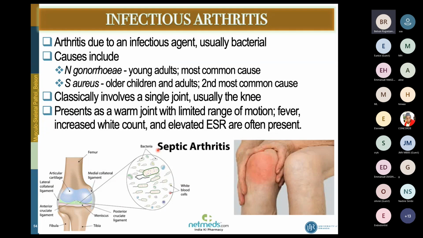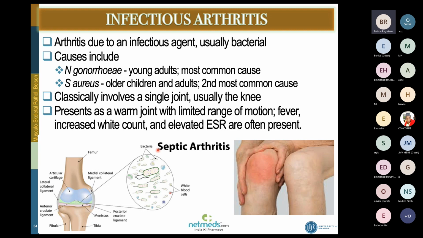So infectious arthritis is when there is inflammation of the joints caused by an infectious agent. It will be called infectious, usually caused by bacteria such as Neisseria gonorrhoeae and Staphylococcus aureus in older children and adults. And this is the second most common cause after Neisseria gonorrhoeae. So classically, this affects only one joint, especially the knee.